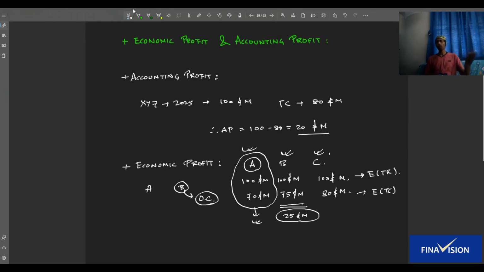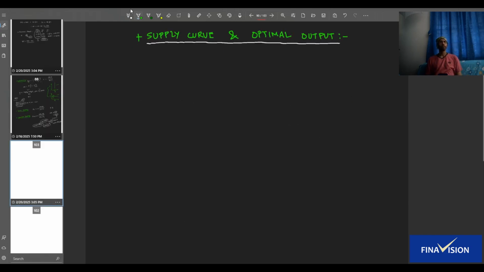And why am I talking about opportunity cost? It was about economic profit, right? So economic profit is nothing but total revenue minus the opportunity cost. Total revenue minus the opportunity cost. Now friends, we'll talk about supply curve and optimal output levels for a business or a firm. Supply curve and optimal output. So friends, till now we have compared price with quantity, right?